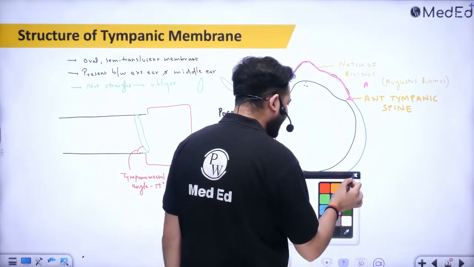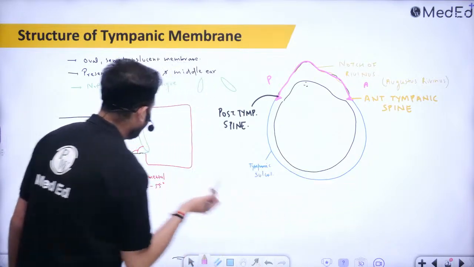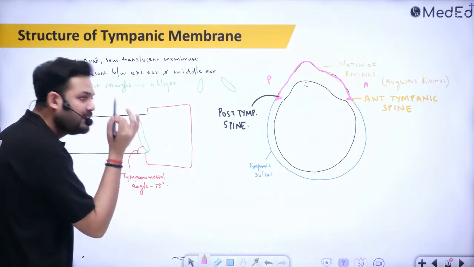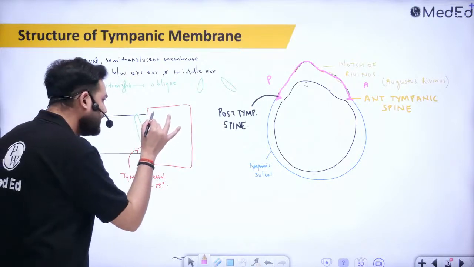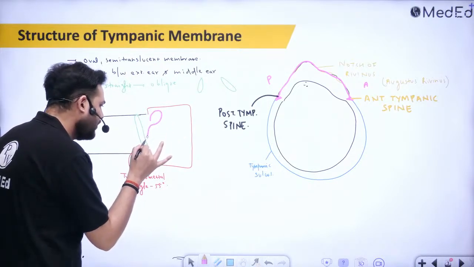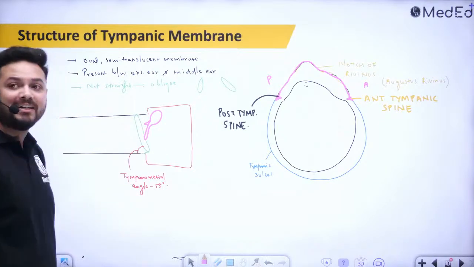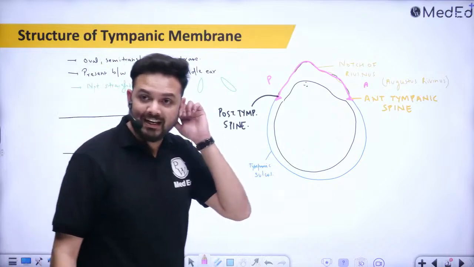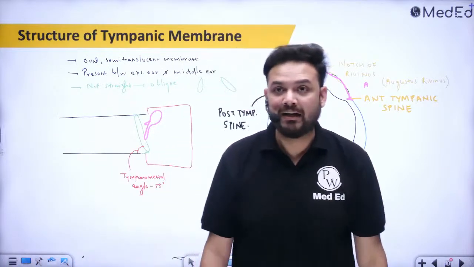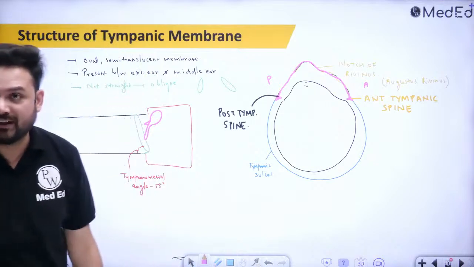One ossicle is present, and let me draw that ossicle on the lateral section. I discussed with you what attaches to the pars tensa. There is a very important ossicle attaching to the pars tensa, which is called the malleus. So Tapa, the angle is the tympanomeatal angle. Okay? It's 55 degrees.